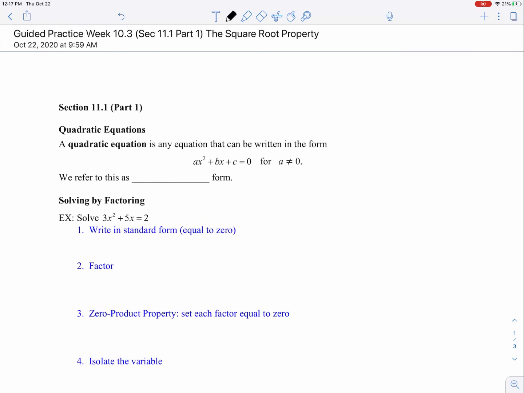This particular guided practice deals just with the square root property and maybe a little bit of factoring when it comes to basic quadratic equations. So let's dive right in here.